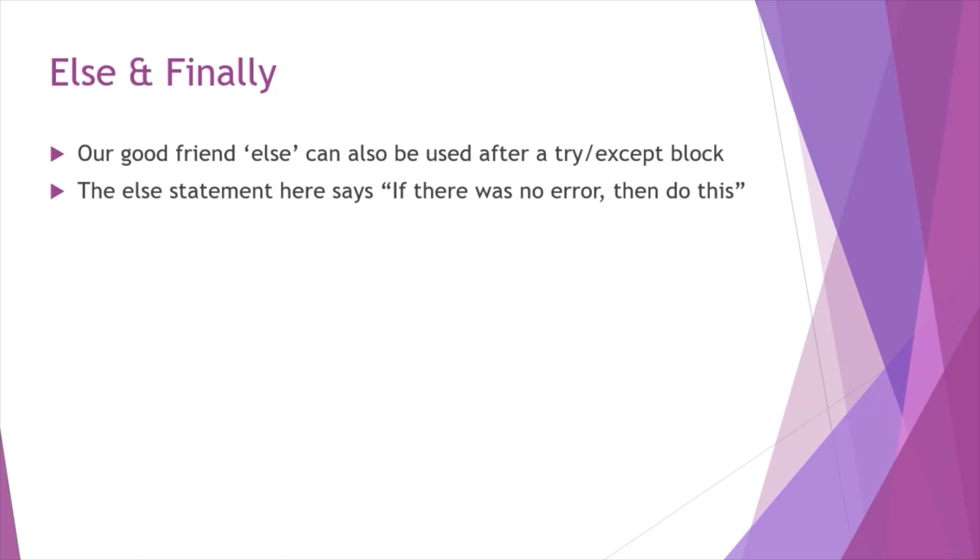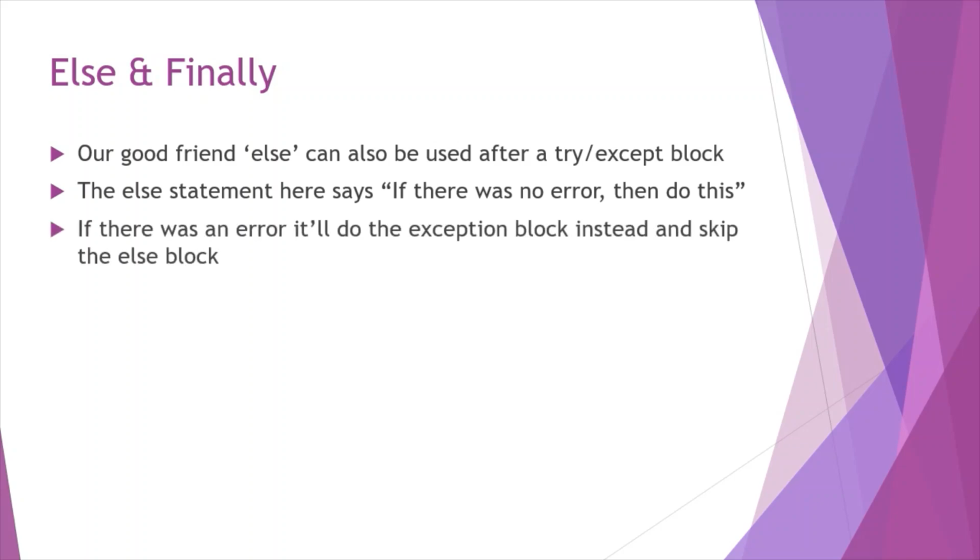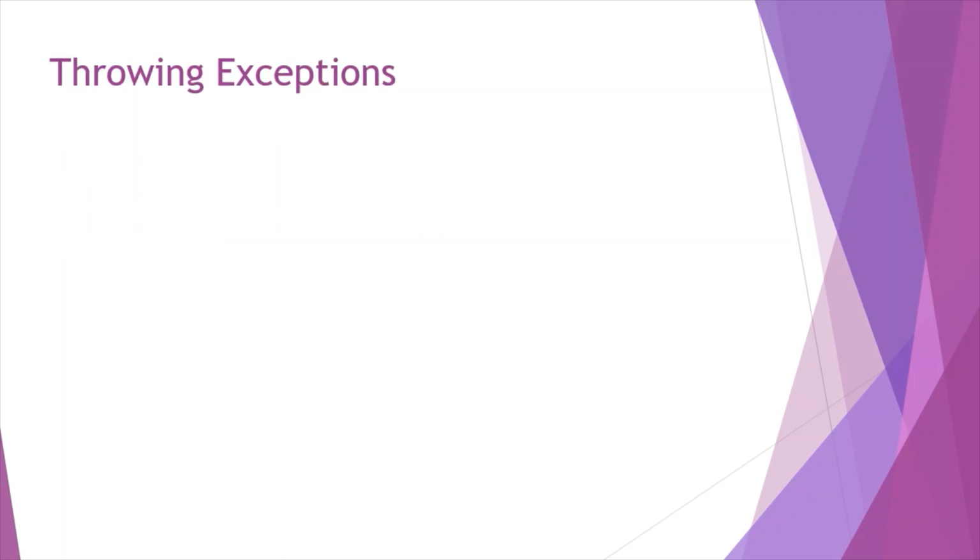And it's always good to keep your try blocks small because the more stuff you have in there, you might have 2 different things that could cause errors and then you're not sure which one or how to handle it. If there was an error, it'll do the exception block instead and then skip the else block. And the finally block will run whether there was an error or not. So a little bit about throwing exceptions as well.